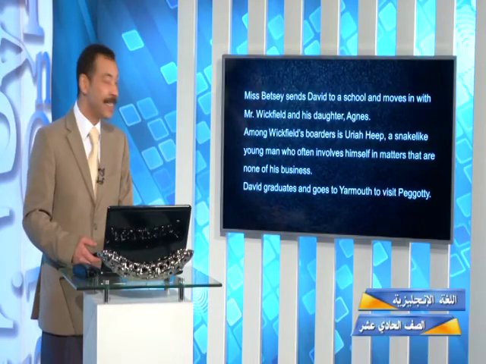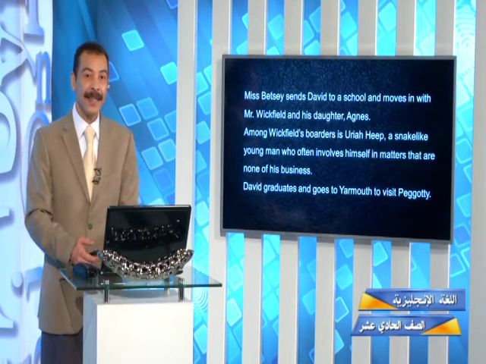Okay, now that he meets his aunt, she sends him to a better school because she is a rich woman. And he meets Mr. Wickfield and lives with him and his daughter Agnes. Among the people that live with Mr. Wickfield is someone called Uriah Heep. Now this person is a villain, that is a bad character.